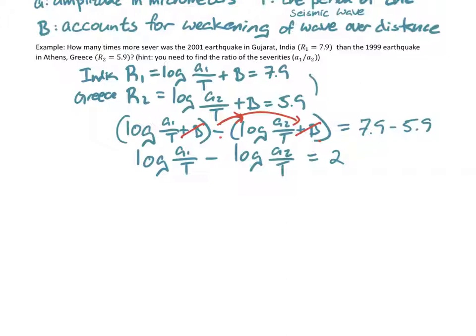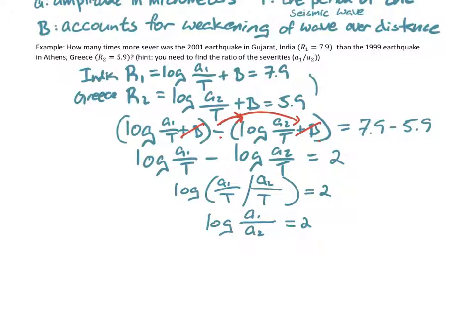Now, when we're subtracting logs, to condense that, we're going to actually divide what's inside the log. So we have log of A sub 1 over t divided by A sub 2 over t equals 2. When I divide fractions, I take the first one and multiply by the reciprocal of the second one. That's going to make it so that our t's cancel out, and I will have log A sub 1 over A sub 2 equals 2.